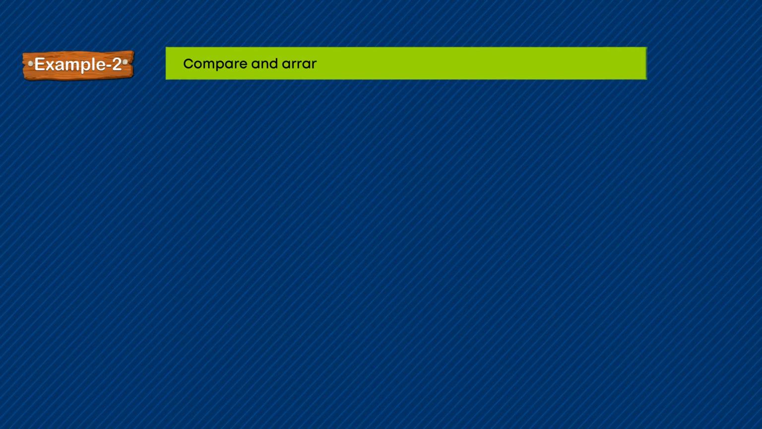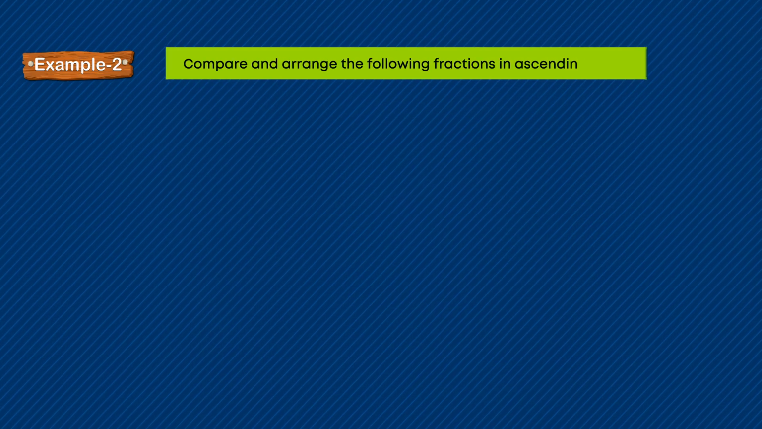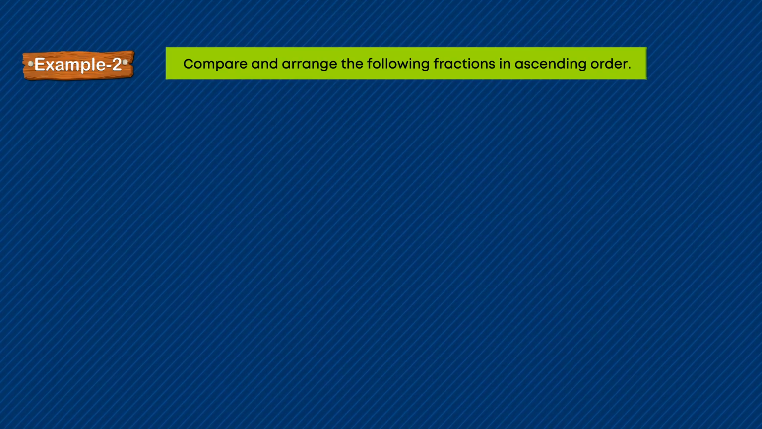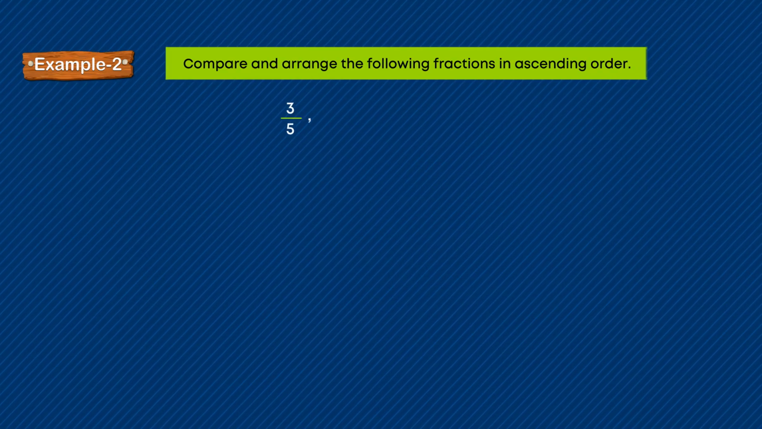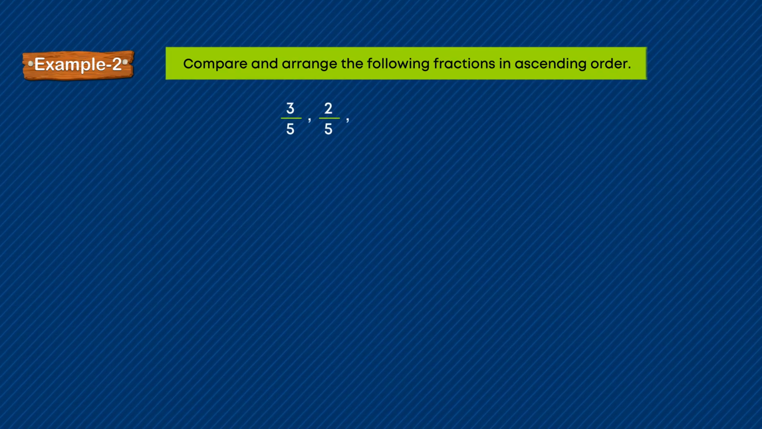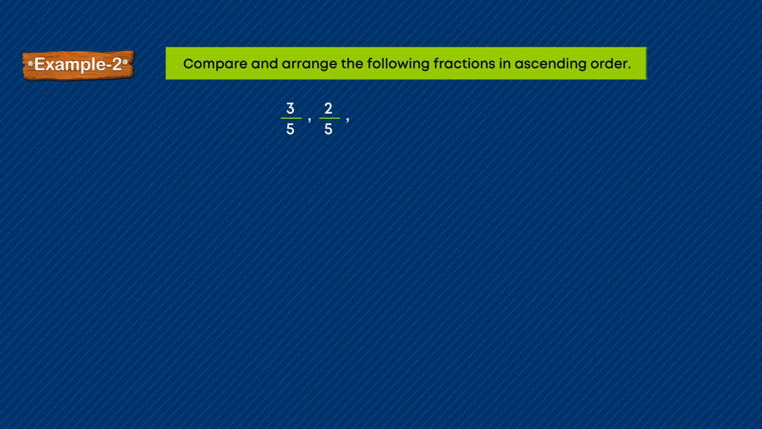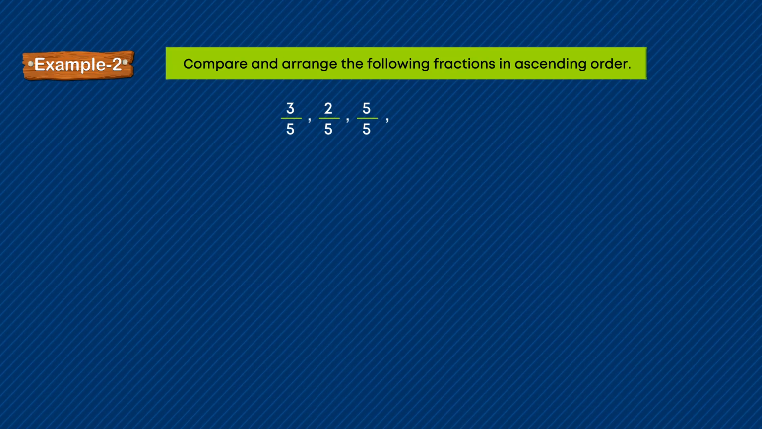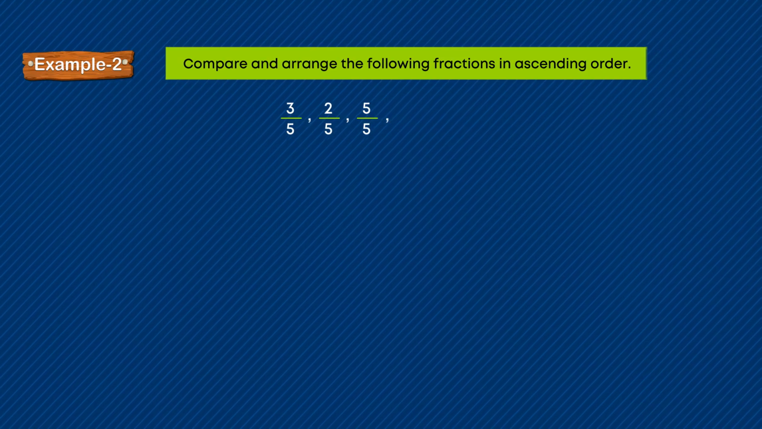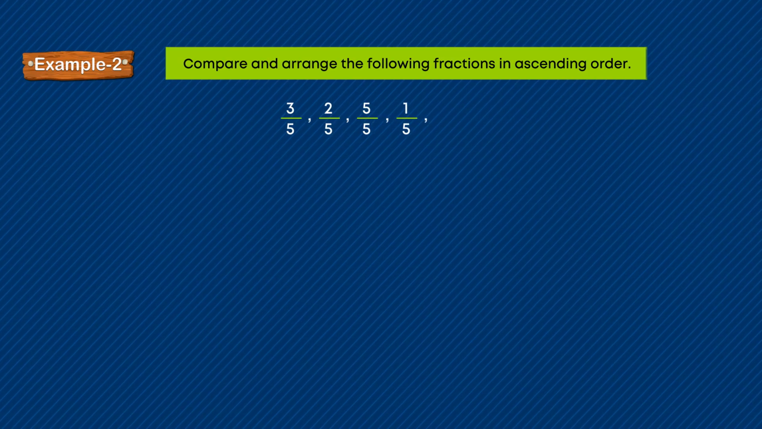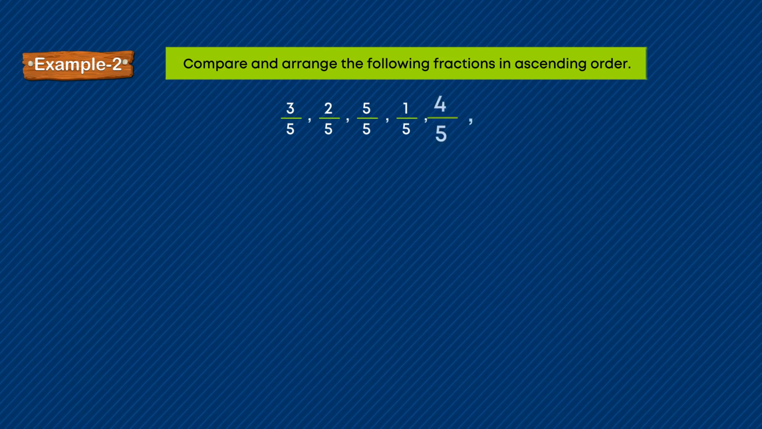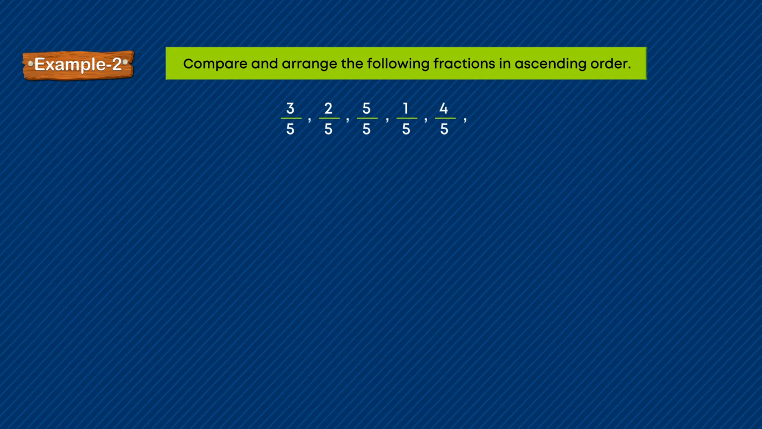Example 2. Compare and arrange the following fractions in ascending order. 3 by 5, 2 by 5, 5 by 5, 1 by 5, 4 by 5.